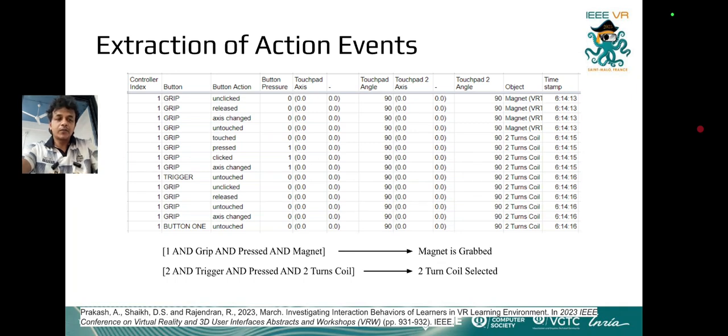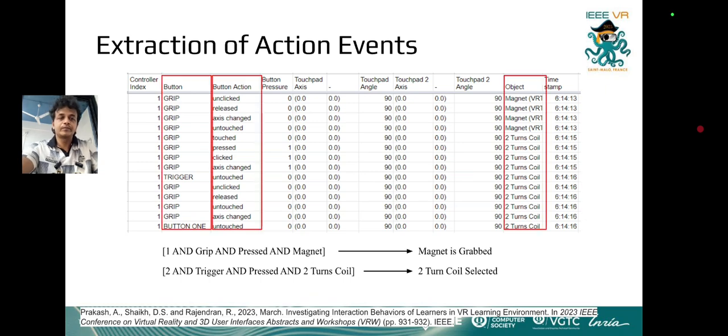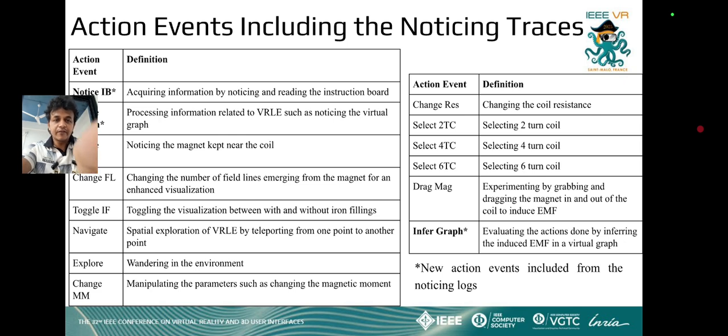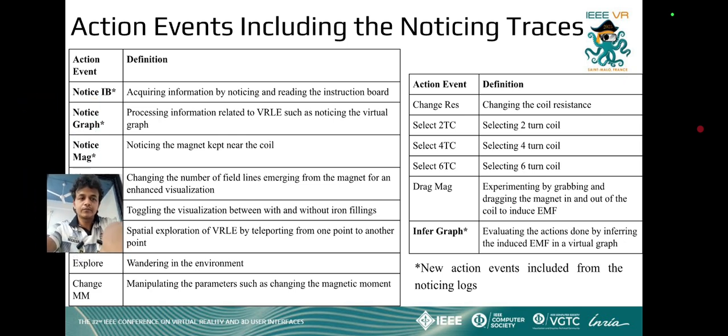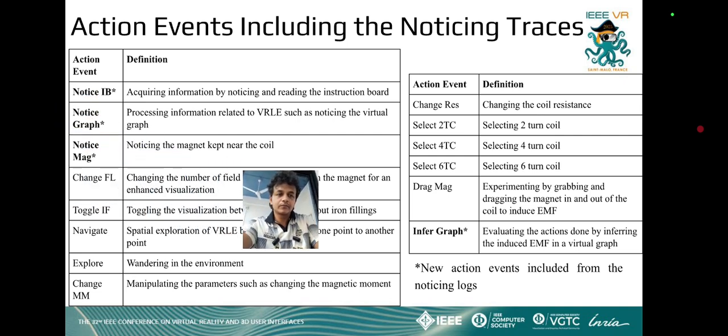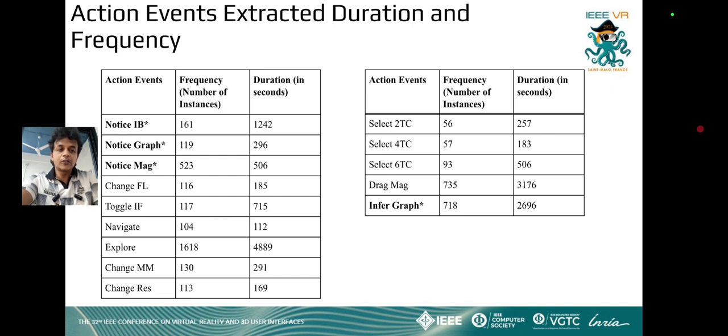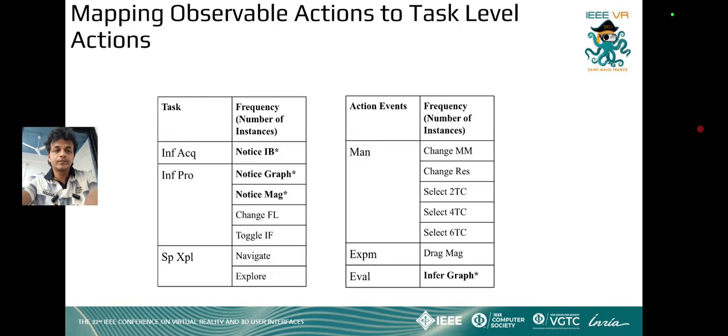We extracted the action events from this raw interaction trace data using the logical expression provided. These are the various action events. These are the metrics of various action events, frequency and distribution of all the action events. We mapped all the action events to task level action events such as information acquisition, information processing, spatial exploration, manipulation, experimentation, and evaluation.